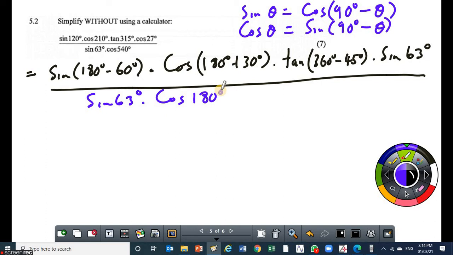Okay? So, let's simplify now. Sine 180 minus 60, that will give you sine what? Sine 60. Cos 180 plus 30, that will give you minus cos 30. Then tan 360 minus 45 should give you?